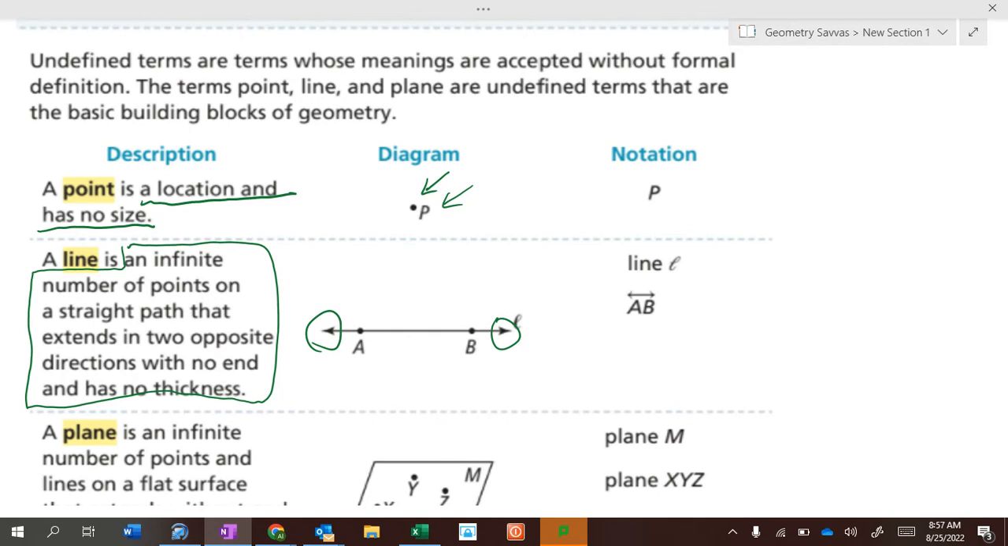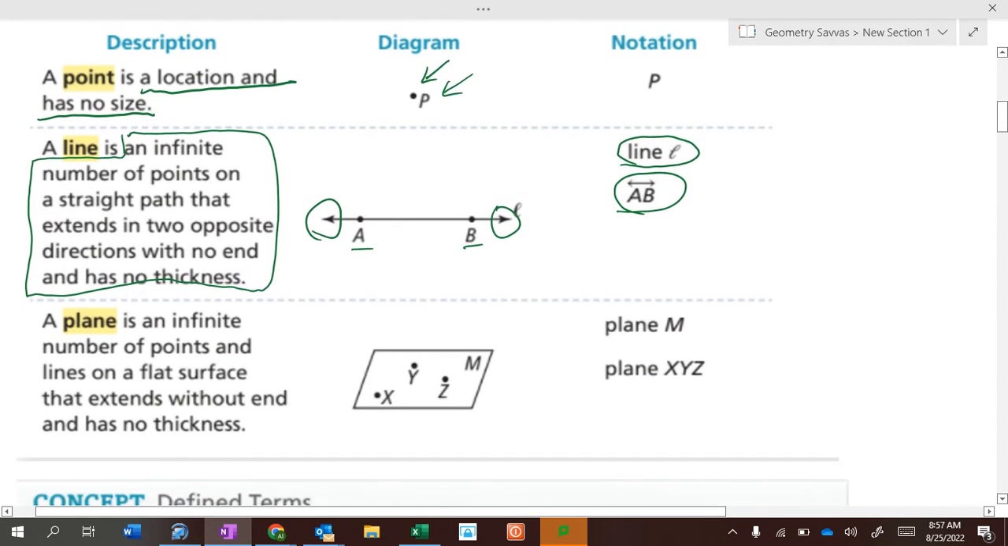So a line goes on forever in both directions. Okay? Usually we use two letters to name it, 2 points in it. Or if there's not any points that are signified on it, we can use a lowercase letter to represent it. But most of the time we use 2 letters and the line symbol, which is arrows in both directions.